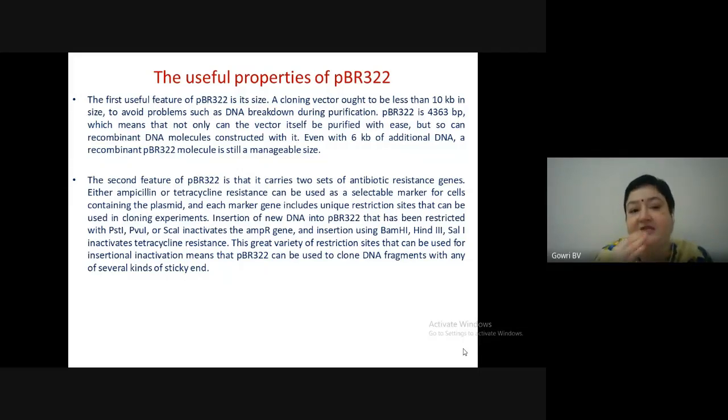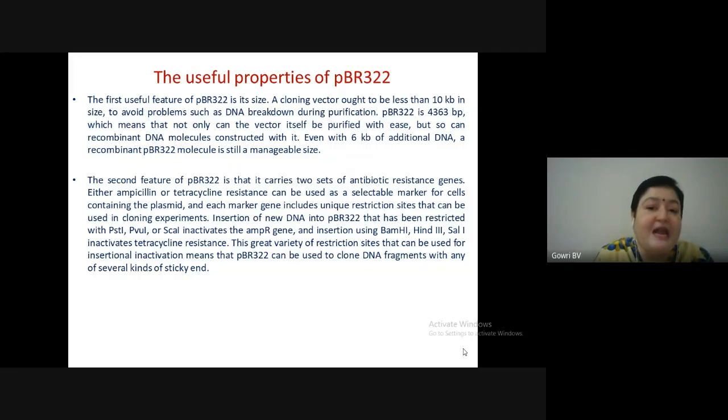I repeat the sentence again. The second feature of pBR322 is that it carries 2 sets of antibiotic resistance genes. Either ampicillin or tetracycline resistance can be used as selectable marker for cells containing the plasmid, and each marker gene includes unique restriction sites that can be used in gene cloning experiments.